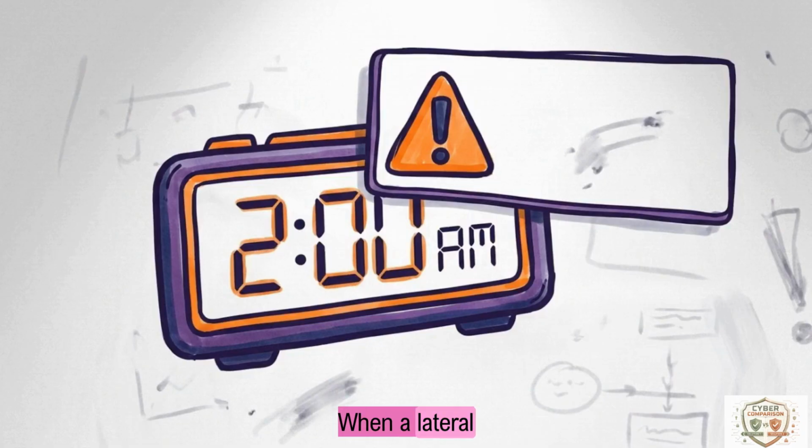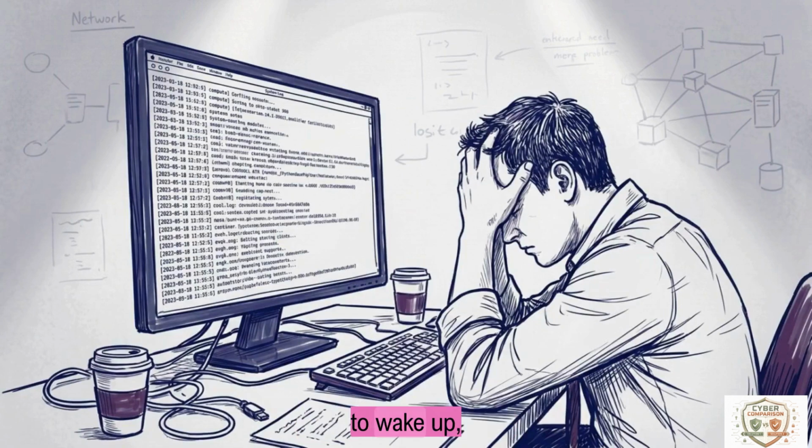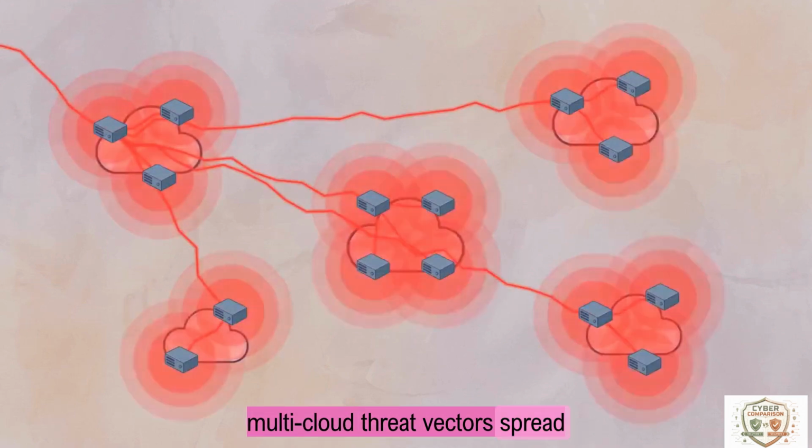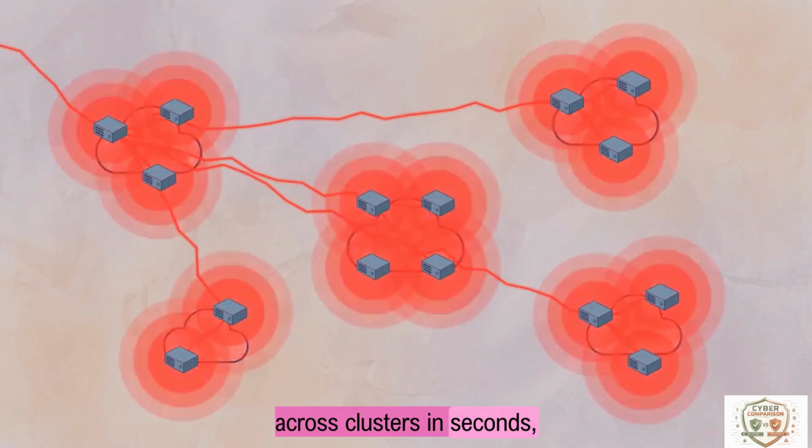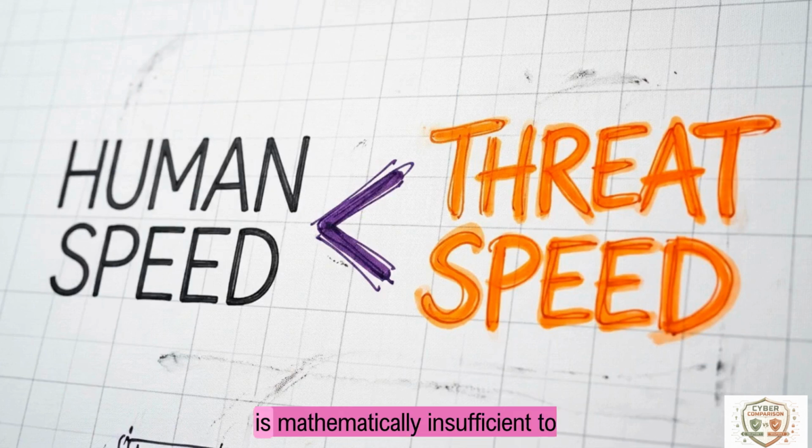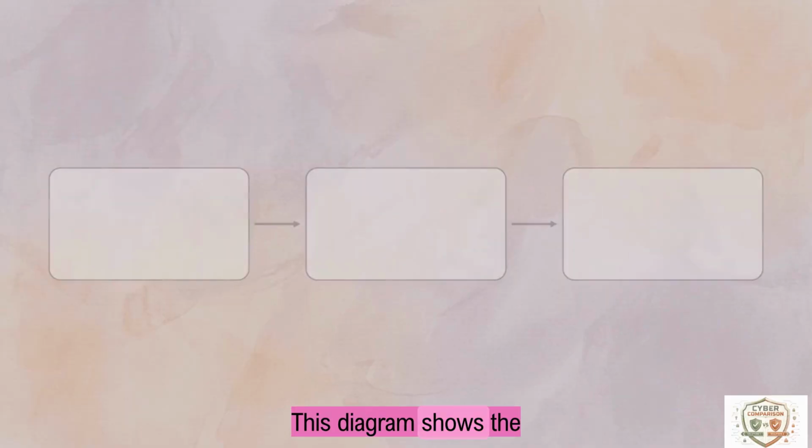Movement alert triggers at 2 a.m., relying on an engineer to wake up, log in, diagnose the issue, and apply a fix guarantees the attacker wins. Modern multi-cloud threat vectors spread across clusters in seconds, meaning human response speed is mathematically insufficient to stop an active breach. This diagram shows the legacy approach to remediation.